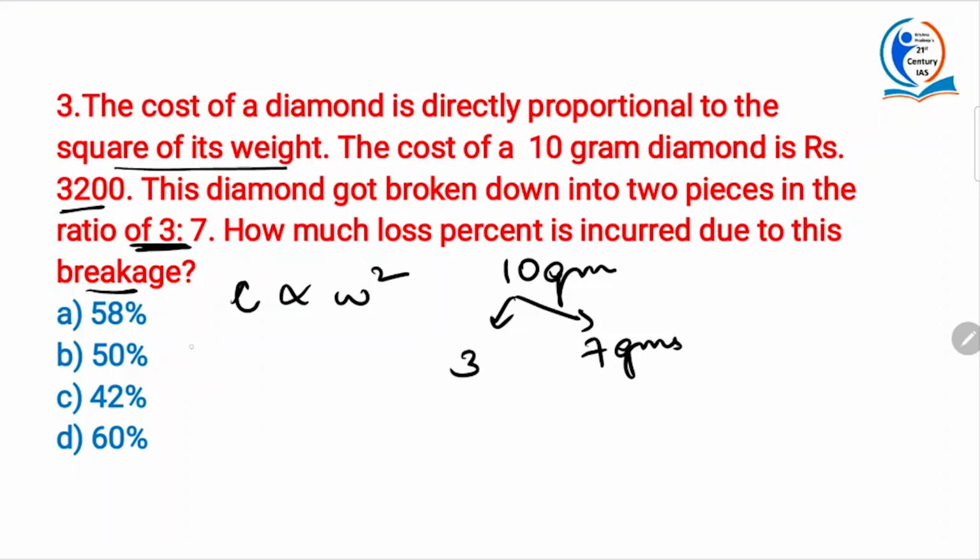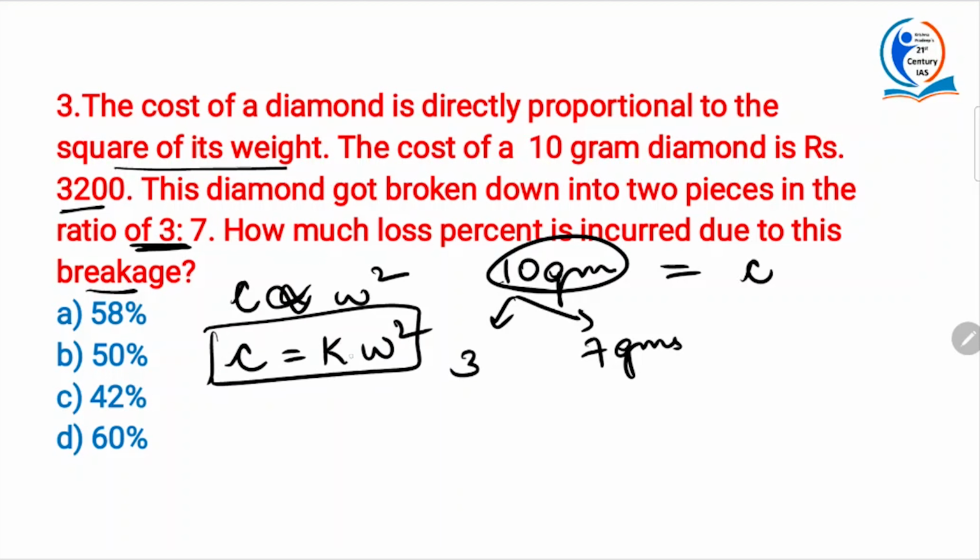Alright, so in case 1, when the diamond was 10 grams, what is the cost? See, C is directly proportional to W square, implies C is equal to some constant K into W square, right? To remove the proportionality, we have to write a constant here, right? So in case 1, when the diamond was intact, the cost of the diamond is C1 is equal to K into, what is the weight? 10 grams, right? So 10 into 10, that is 100K is cost 1.